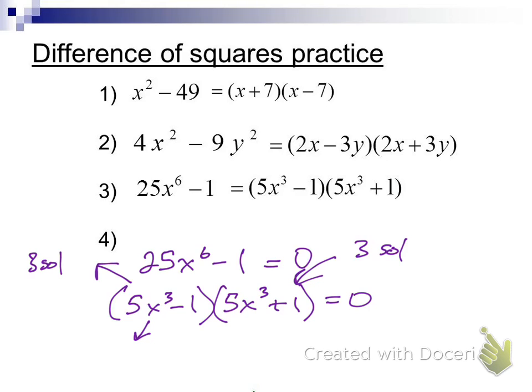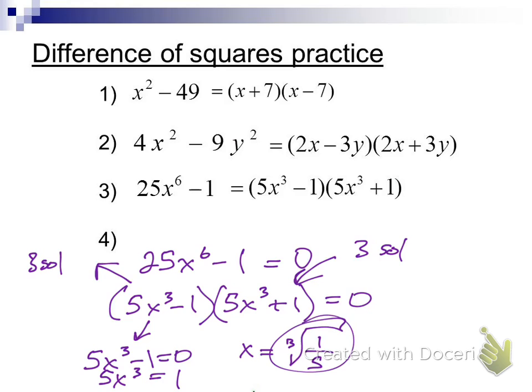We could find those solutions by setting this equal to 0. 5x cubed minus 1 equals 0 means 5x cubed equals 1, which means x is the cube root of 1/5. How many cube roots does 1/5 have? 3 cube roots. So there's 3 of these answers. We'll figure out how to find all 3 of those at some point. And then 5x cubed plus 1, set that equal to 0. You get 5x cubed equals negative 1, so x equals the cube root of negative 1/5, which is okay, right? We can take the cube root of a negative number.